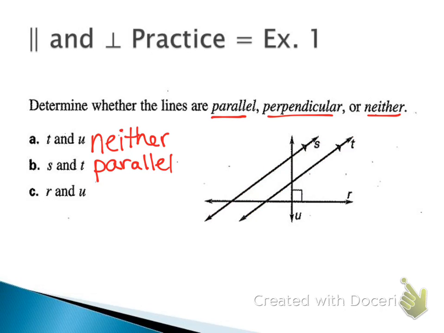We will move on to letter C, looking at lines R and U. Anybody new want to help us out there? Quentin? Perpendicular. Those are perpendicular. They meet at a right angle, so they are perpendicular.